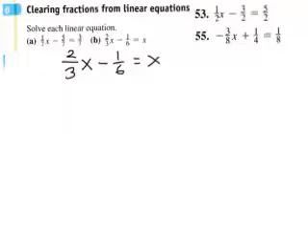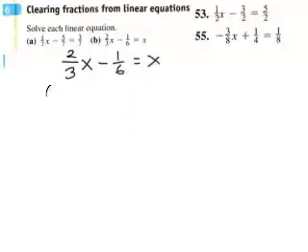In the case of problem B, we have 2/3 x minus 1/6 equals x. Here we have two different denominators, 3 and 6, so we have to find the least common denominator. The least common denominator is not going to be lower than the largest denominator, so it's going to be 6 or greater. If you think of their times tables, 3, 6, 9, 12, and 6, 12, 18, the first number they share is 6. So 6 is the common denominator, and that's what we multiply both sides with, and that will clear our fractions.